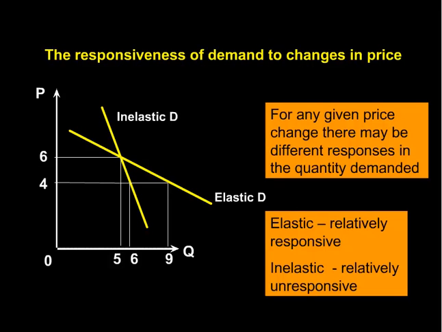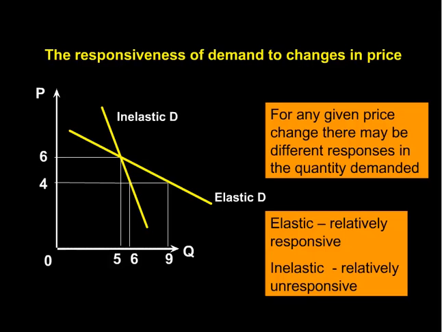Again, let's go back to our example. When the price is 6 and the quantity demanded is 5, and we have the steep slope demand curve, we call that inelastic demand, which we'll say a bit about in a moment. But when the price falls to 4, with a steeply sloped demand curve, the quantity increases to 6. However, when the price falls from 6 to 4, when we have a more shallow sloped demand curve, an elastic demand curve, the quantity demanded actually rises from 5 to 9.